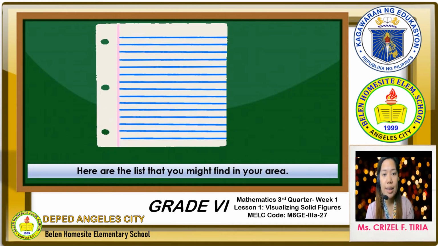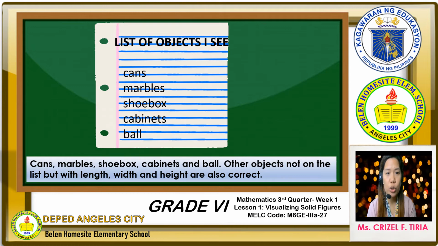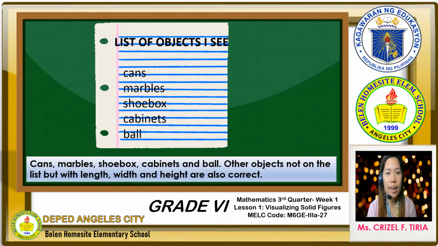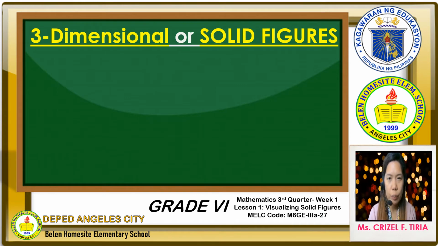Here are the items that you might find in your area: pans, marbles, shoebox, cabinets, and ball. Other objects not on the list but with length, width, and height are also correct. The objects on your list are called solid figures. But what are solid figures?